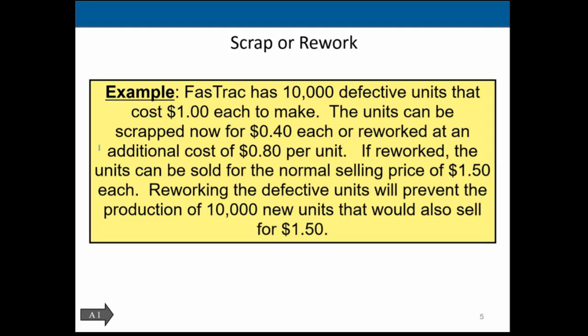If reworked, the units can be sold for the normal selling price of $1.50 each. Reworking the defective units will prevent the production of 10,000 new units that would also be sold for $1.50. What does that mean? It means that we're already at capacity before. So if we run these back through the production process in order to rework them, the opportunity cost will be that we're going to have to produce 10,000 fewer units from scratch, the new units.